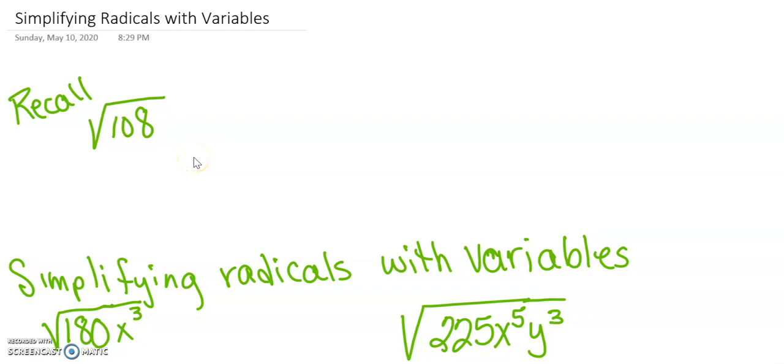So I want to look at reminding you about simplifying a radical. So let's break down 108. This is an even number, so 2 goes into it. So let's divide by 2. 2 times 54 will give us 108.